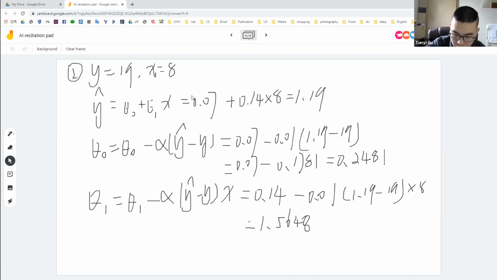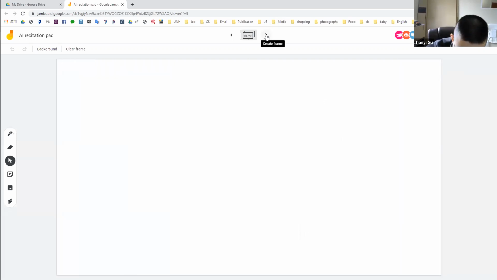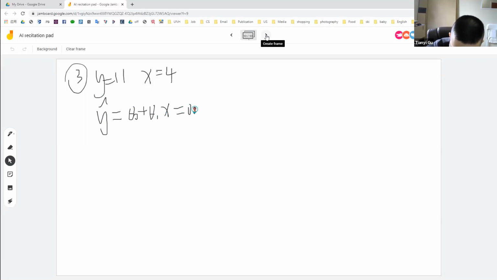Then we do the same thing for the third update, that is y equals 11, x equals 4. So y hat equals theta 0 plus theta 1 times x. So that's 0.2481 plus 1.5648 times 4. That is 6.507.